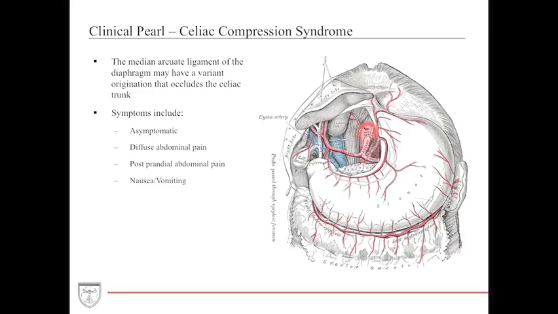And it's this point right here, if this fascial sling is too low, it can end up compressing the celiac trunk. These symptoms can be variable, however it can be asymptomatic, but it can also include things like diffuse abdominal pain, postprandial pain after you consume food, or even nausea and vomiting.